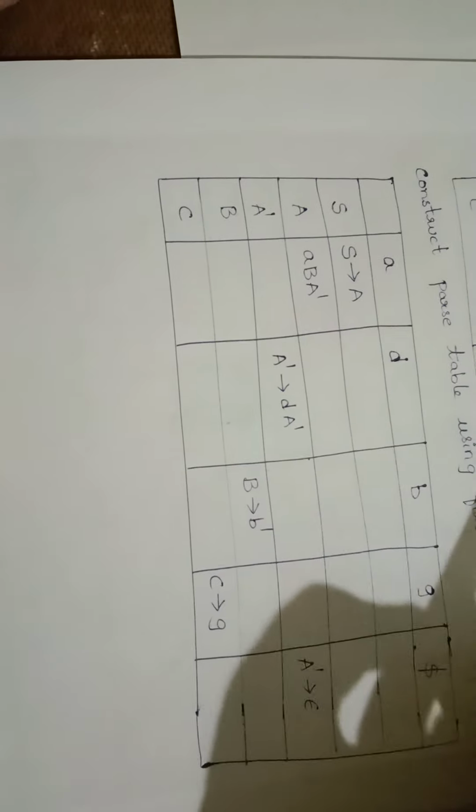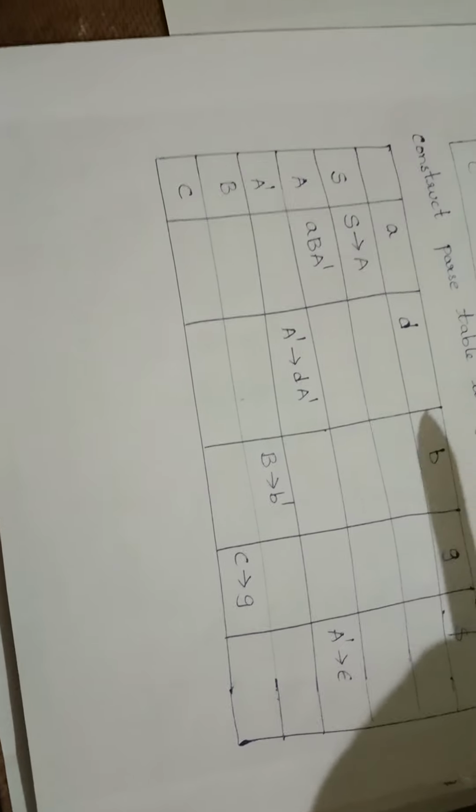And next B tends to B. So what is the first and follow we have here? B. So for this, in place of B you need to write B tends to B dash.